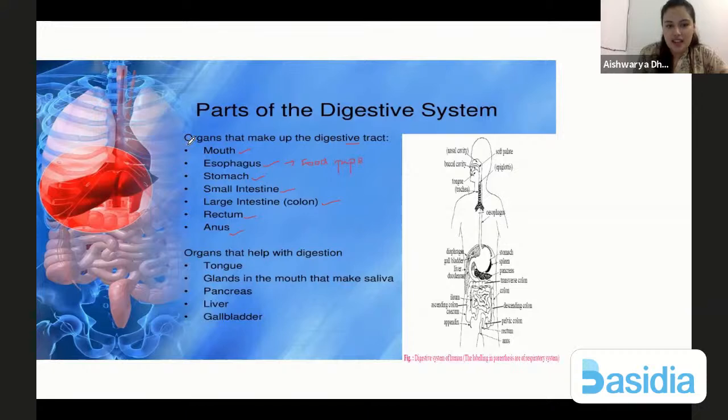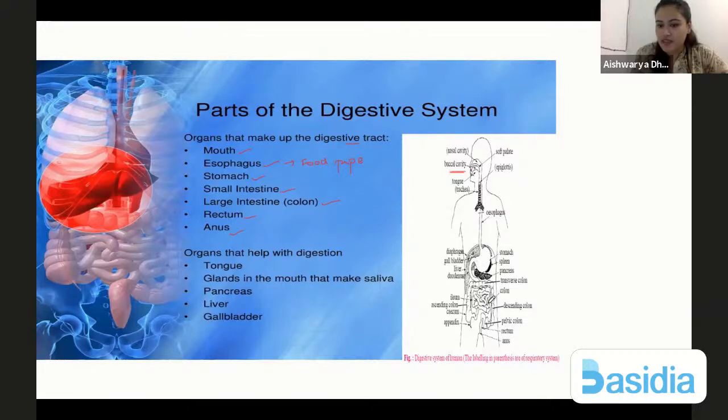So just have a look at this diagram here. This is your mouth, also known as the buccal cavity. From the mouth, it is going into the food pipe. They have also shown the respiratory system along with the digestive system. So from the mouth, this is the esophagus, which is the food pipe, opening into the stomach.